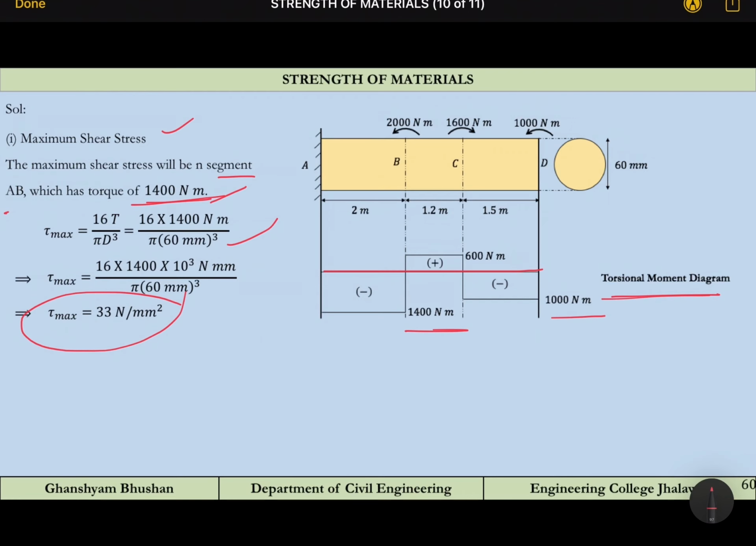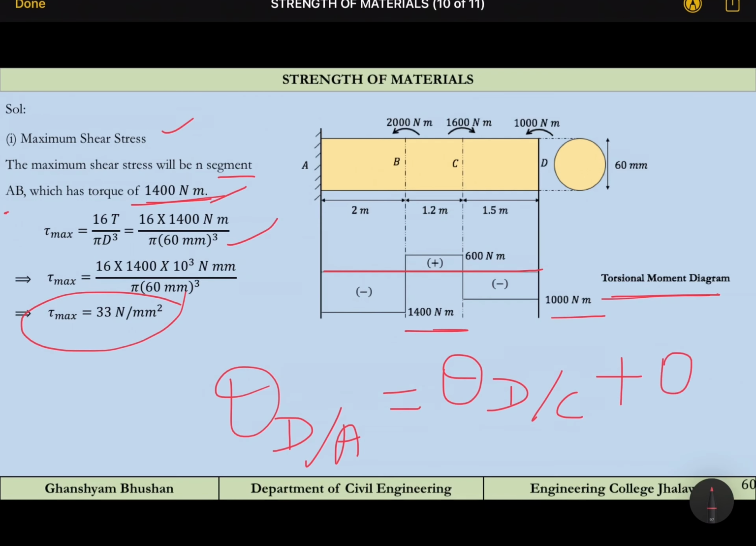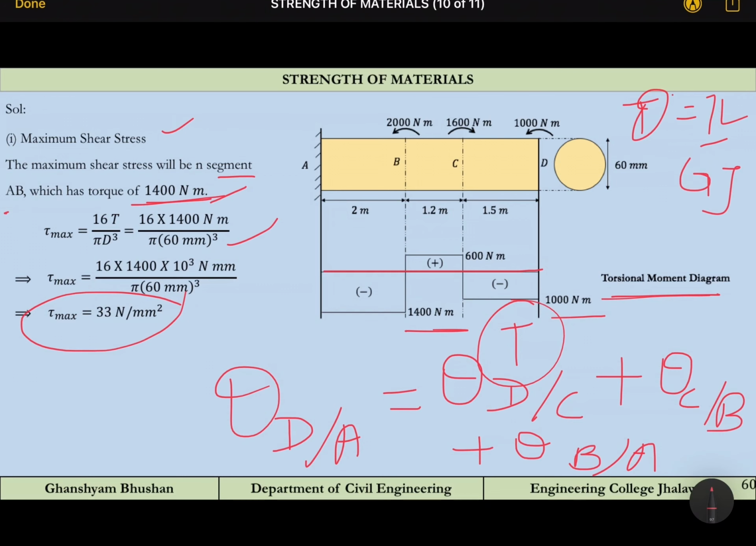So this is one case. Now how can we calculate theta? We have to calculate theta of D with respect to A. So this will be theta D with respect to C plus theta C with respect to B plus theta B with respect to A. Because the torque is not constant, we have to go section by section. For every section T is different, so we have to calculate theta as TL by GJ.